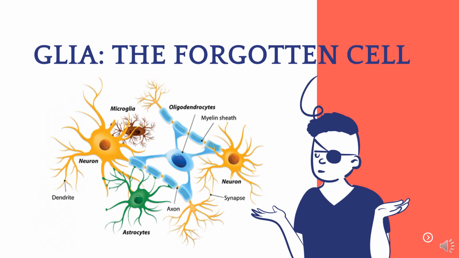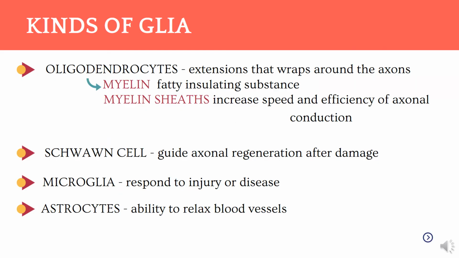Now we have reached the part where we're going to tell you the story of glia, the forgotten cell. There are different kinds of glia. First are the oligodendrocytes, which are extensions that wrap around the axons of some neurons of the CNS. Oligodendrocytes produce myelin, a fatty insulating substance. Myelin sheaths increase the speed and efficiency of axonal conduction.